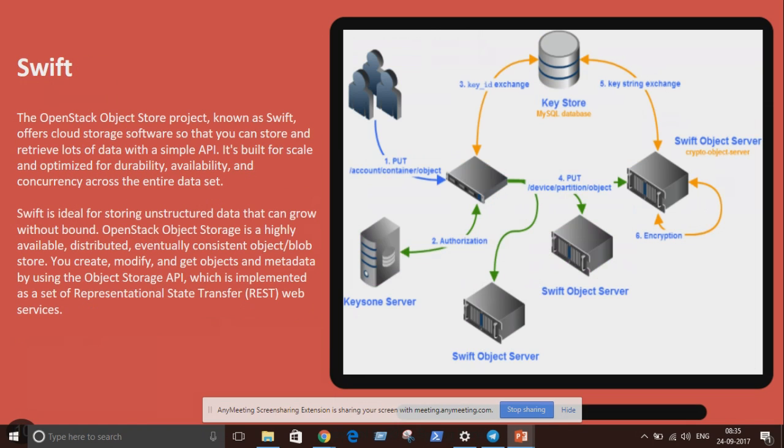Swift. You have a Swift network. Swift is an object management store. All your object related services, the images, or the data will be saved here.